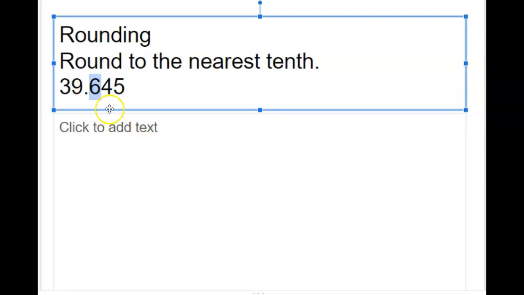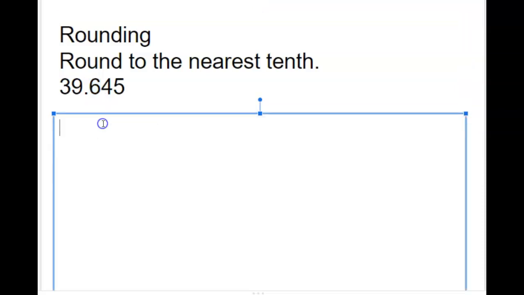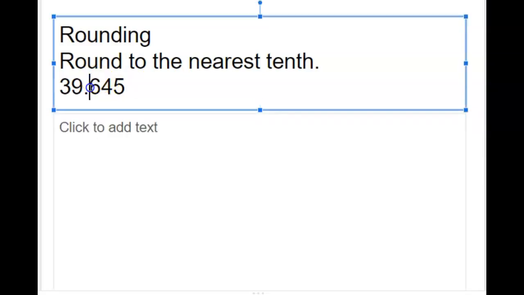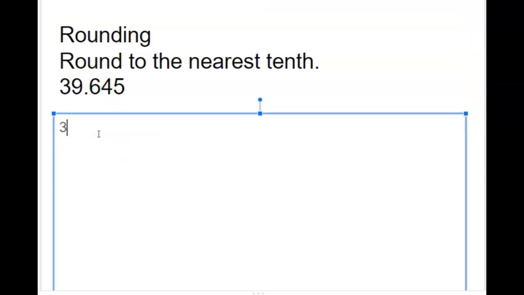So I will have to look next door, and if the number is 5 or bigger, then you will increase your tenths place. But if it's smaller than 5, which is the case because 4 is smaller than 5, then you will leave it as is. In this case, round it to the nearest tenth. That means that my tenths place will be my last digit. And then I look at the 4, it's smaller than 5, so the answer is 39.6.